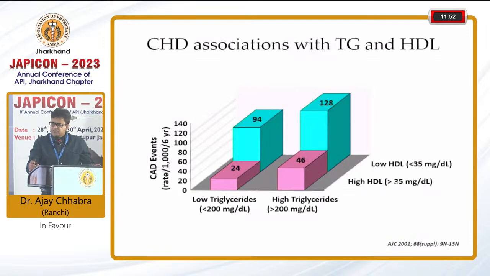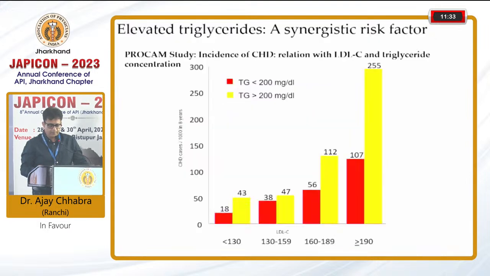Now this is a very simple diagram to explain CHD associations with TG and HDL. If you see the right side, the big box, the total CAD events is 128 when you have high triglyceride and low HDL. Elevated triglyceride is a synergistic risk factor. Irrespective of your LDL, if your triglyceride continuously goes up, the chances of cardiovascular dysfunction go up.